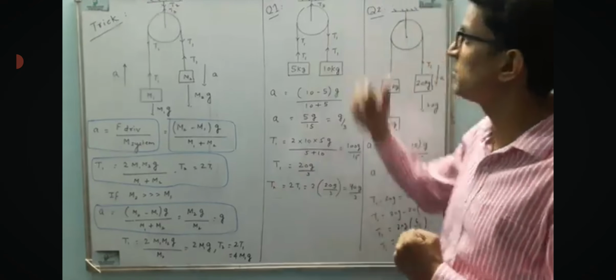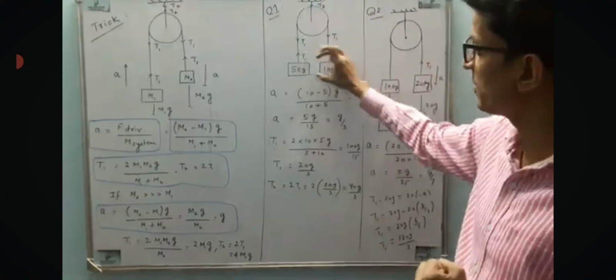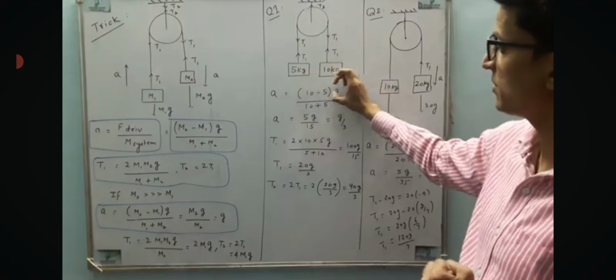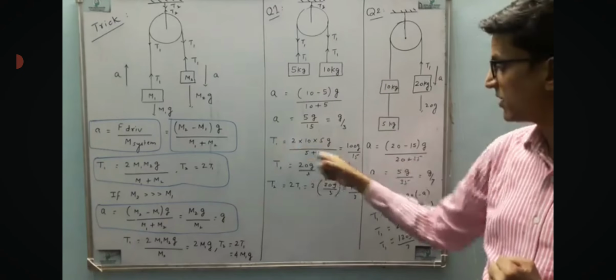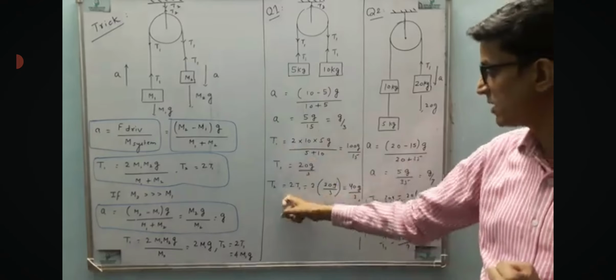Let's implement that. Suppose there are two masses 5 kg and 10 kg. So acceleration is (10 minus 5)g upon 10 plus 5. It comes out to be g by 3. Using the same result, we have T1 as 100g by 15 or 20g by 3 and T2 as 40g by 3.